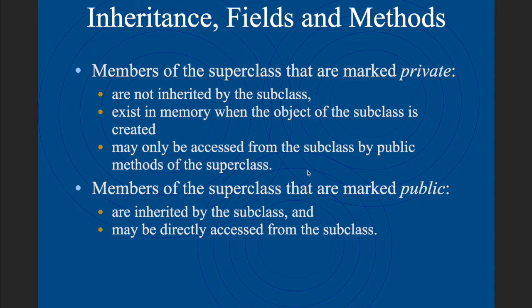You need to think. You need to understand. You need to know what you want to do with them. Do you want to inherit them? Make them public. If not, they can be private. So members of the superclass that are marked public are inherited by the subclass and may be directly accessed from the subclass. That's what I just told you. If you want to use them from your child class, make them public.